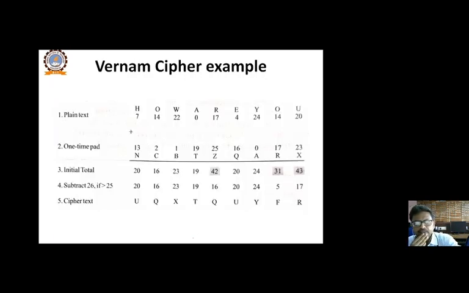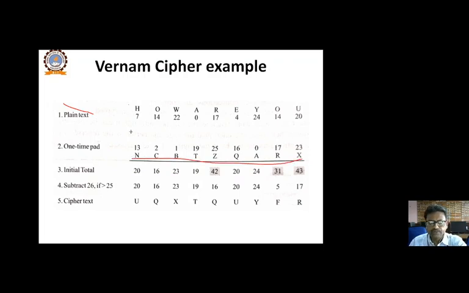It is an example. Suppose the plain text is "How are you?" So "How are you?" is being converted. Each character of "How are you?" is being converted into decimal form, that is H is equal to 7. Similarly, A is equal to 0, B is equal to 1, C is equal to 2, and Z is equal to 25. So H will be 7, O is equal to 14. And then the one-time pad which is used, which is a random sequence, N, C, B, T, Z, Q, A, R, X. This is the one-time pad.